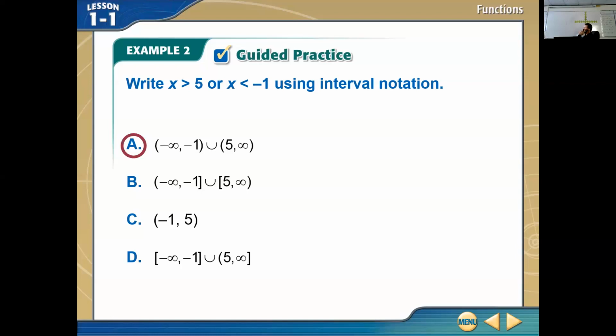So you can see how these help using the domain. It allows you to exclude numbers and include numbers very quickly, very easy, without having to list them all out and saying that x does not equal them.